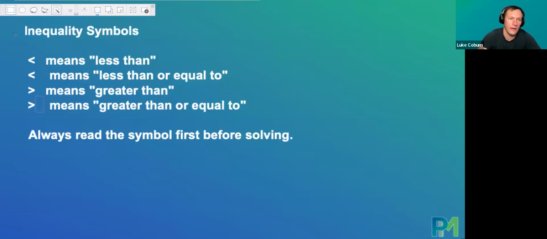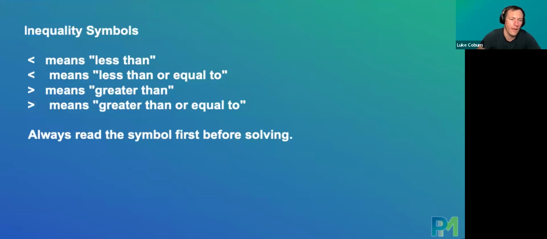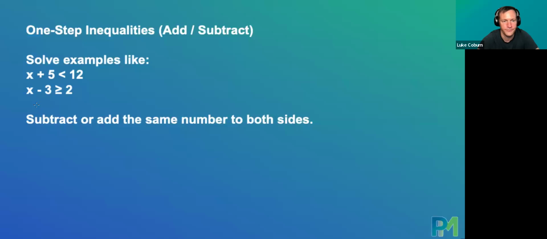So we have this symbol here, right? We're going to be using this for inequalities. It means less than. The next one is less than or equal to. So it's the same thing except with basically an equal sign sort of snuck into it. The next one, greater than or equal to. So we're always going to have to know what symbol we're talking about before we set about solving them.